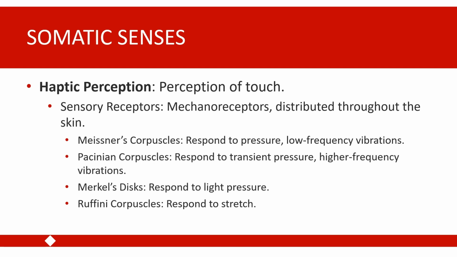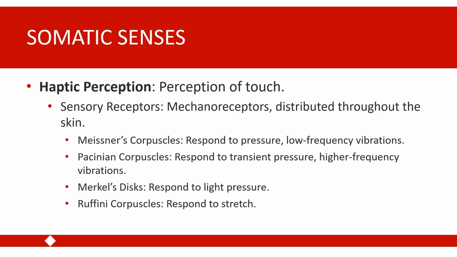One of our somatic senses is haptic perception. This is our sense of touch, and the sensory receptors for haptic perception are distributed throughout the skin. These are called mechanoreceptors, and there are different kinds of mechanoreceptors that are specialized to respond to different kinds of pressure and information from the skin.